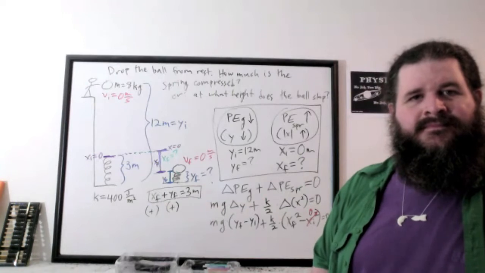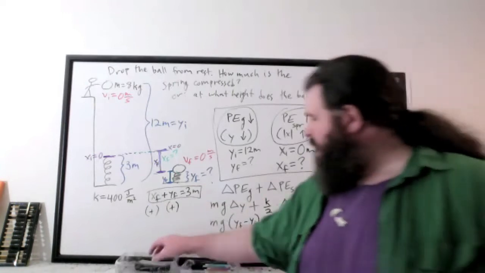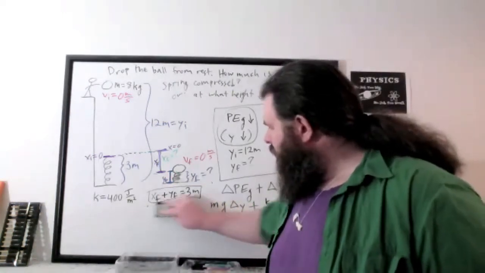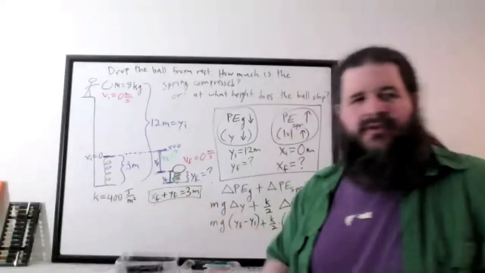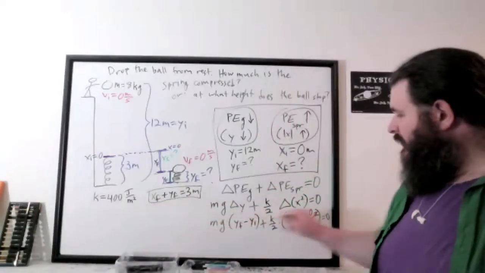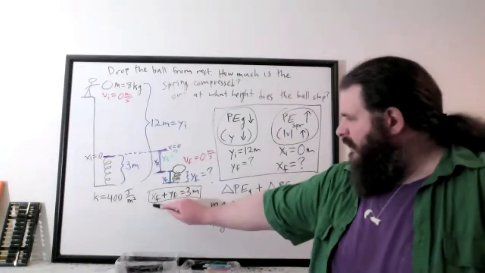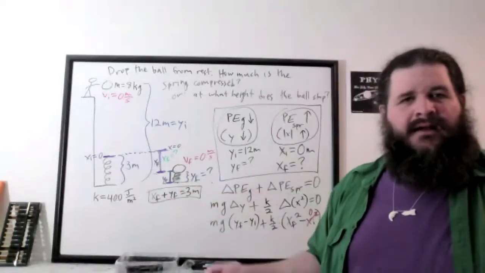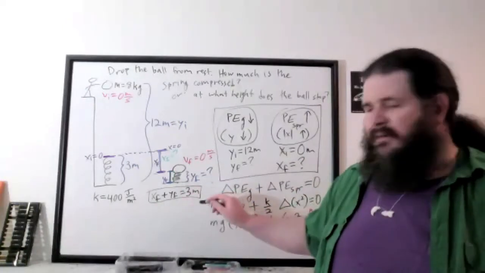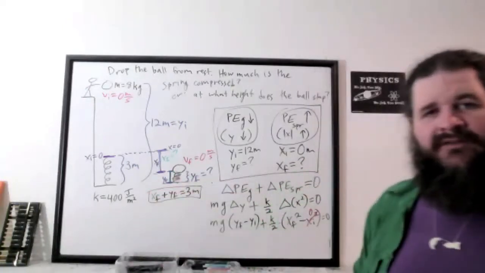You can solve it in terms of x final or y final and sub it into the other. Exactly. We can solve for one of those variables in terms of the other and then substitute that into here. We could say x final equals 3 meters minus y final, or we could say y final equals 3 meters minus x final, whichever one is more convenient.